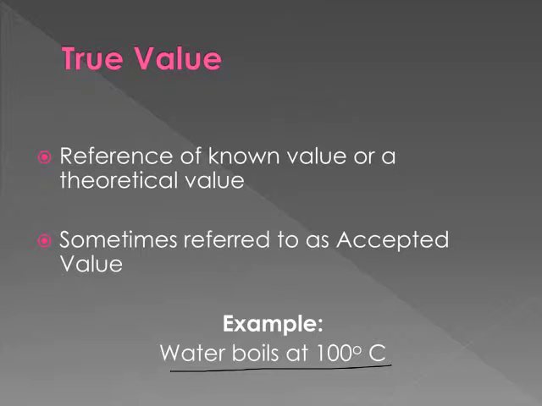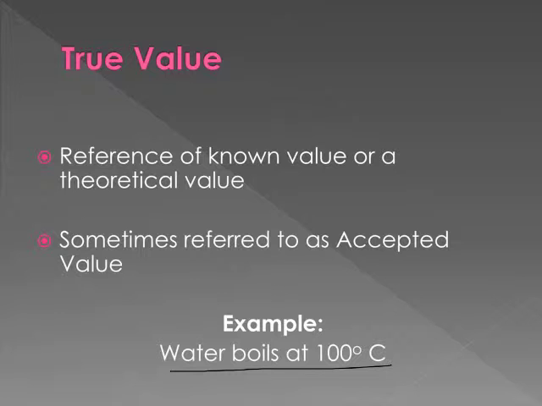Other accepted values, like pi: 3.14 is not the accepted or true value, but if you continued it out a certain number of decimals. There's also the speed of light, which has an accepted value. Any constant that you've ever had, like those of you who've had chemistry, Avogadro's number, okay? So all of those things are theoretical or accepted values that if you are taking a measurement, you should be getting that or something very, very close to it.